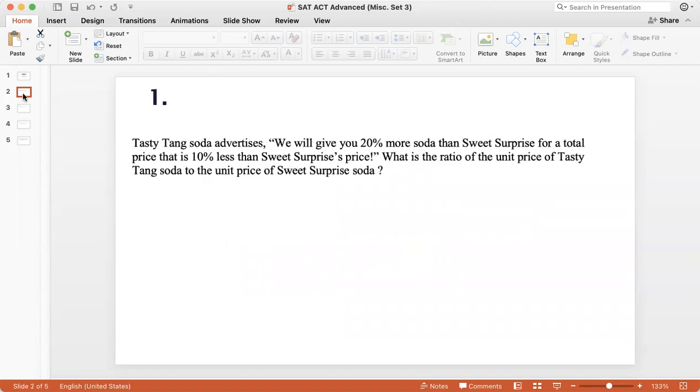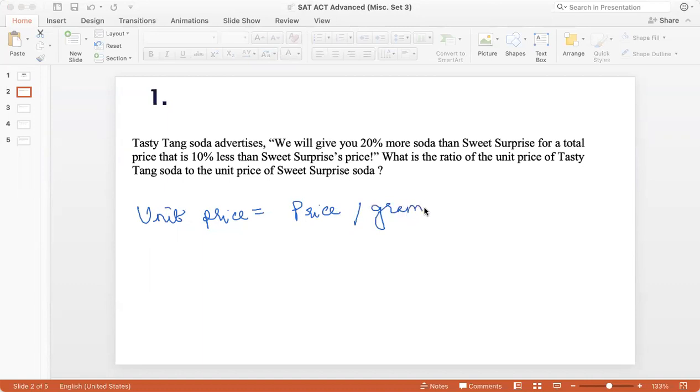Question 1. Tasty Tank Soda advertises, we will give you 20% more soda than Sweet Surprise for a total price that is 10% less than Sweet Surprise's price. What is the ratio of the unit price of Tasty Tank Soda to the unit price of Sweet Surprise Soda? Okay, so the unit price would be the price per gram if we take gram as the unit.